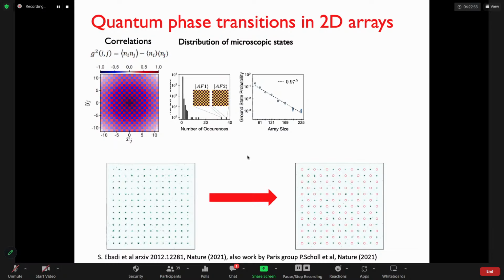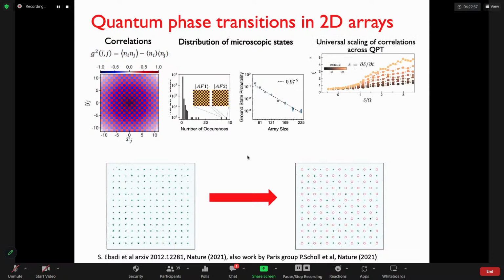Moreover, you can also study dynamics of this phase transition. So, for example, you can go across this, you can change the detuning at various speeds. And what you see is that if you change this slowly, then you see this perfect order emerge. If you change it quickly, then this correlation length actually does not grow very much.